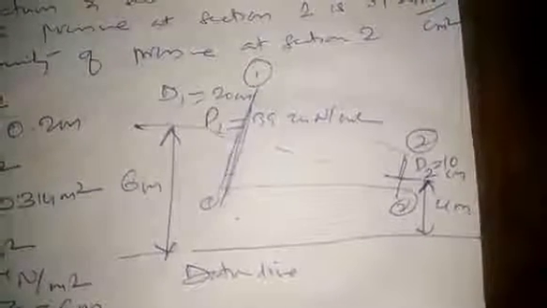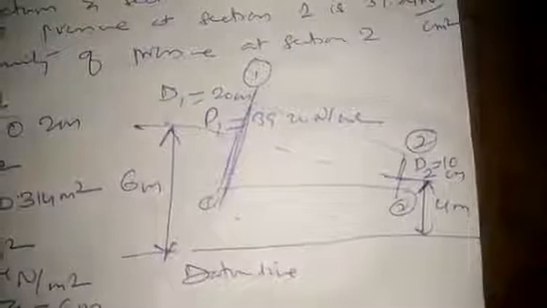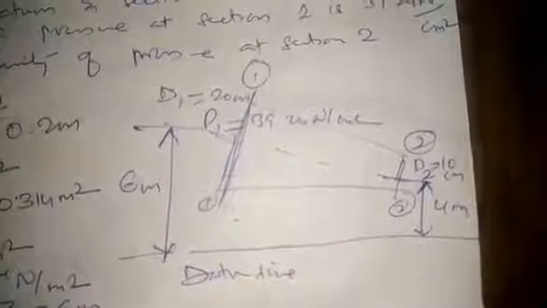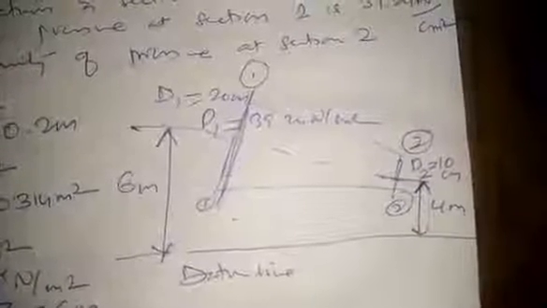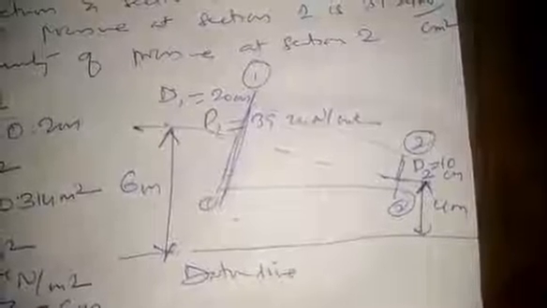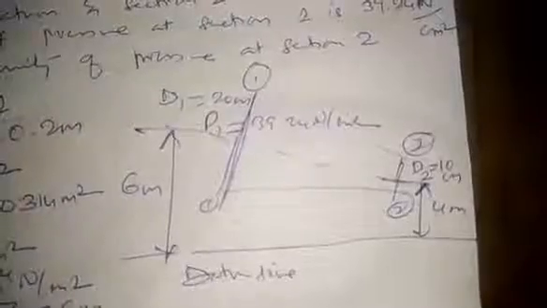So this is a diagram based on the data. So datum line is the reference line from which you are measuring. So you can see the pipe is slanted and there is a variation in the distance of section 1 and section 2. Section 1 is 6 meter above the datum line and section 2 is 4 meter from the datum line. So we shall go into the details of the problem.